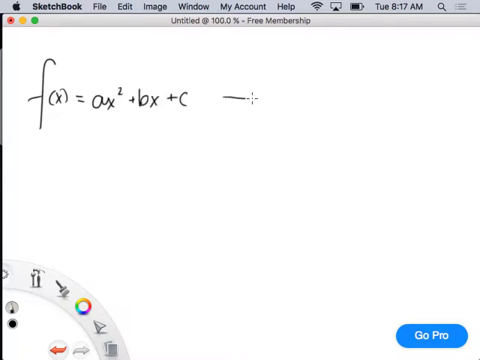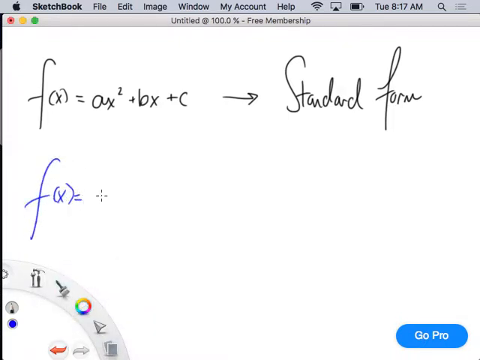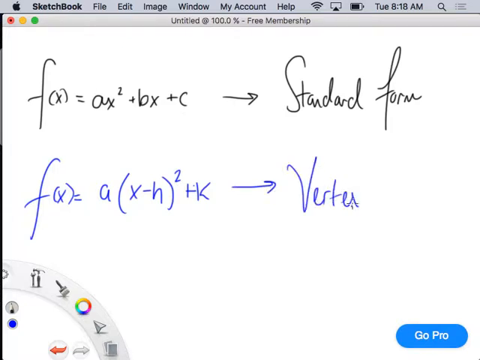f of x equals ax squared plus bx plus c. Which form is this? Standard form. This is standard form. And f of x equals a times x minus h squared plus k would be what? Vertex form. Okay? So we have vertex form and we have standard form.